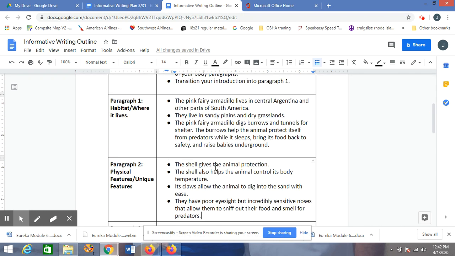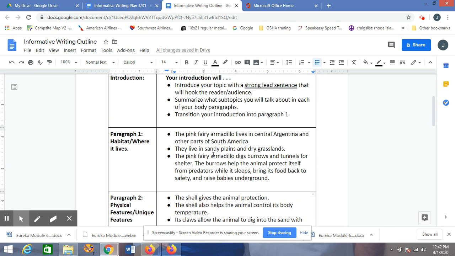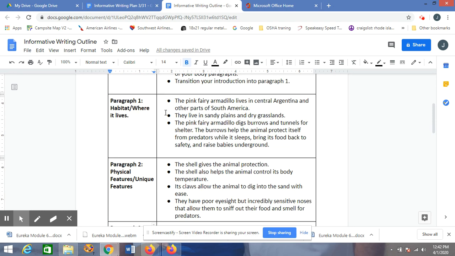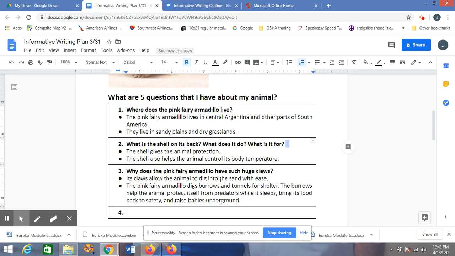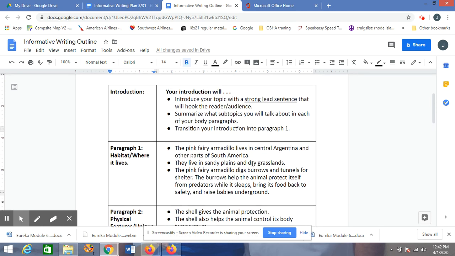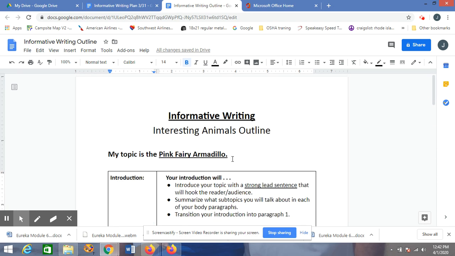So try that. Now you can see I have one paragraph, habitat, where it lives. I got all that information that belongs together. It's all related. My second paragraph, physical features or unique features of my animal, and I have enough to write a full paragraph. So you're going to have to come up with 3 subtopics. I only did 2 for the demonstration, but come up with 3 subtopics with your information, and make sure all that information belongs together. You have to look through your answers to your questions and see where your answers belong in your paragraphs. This way we'll have a nice, organized outline that'll help us start our writing.